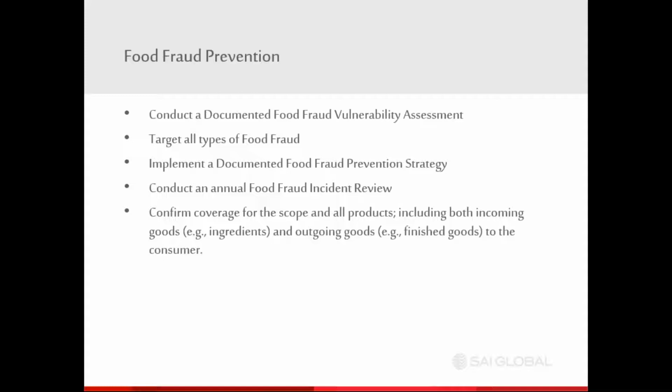Conduct an annual food fraud incident review, or if you do your review today and next week you have an incident, you have to do another review, because obviously there's a gap in your system somewhere that needs to be found and corrected. And then confirm coverage for the scope of all products, including both incoming and outgoing. So the incoming would be your raw materials, your packaging, your ingredients, things like that you need to consider in this plan.